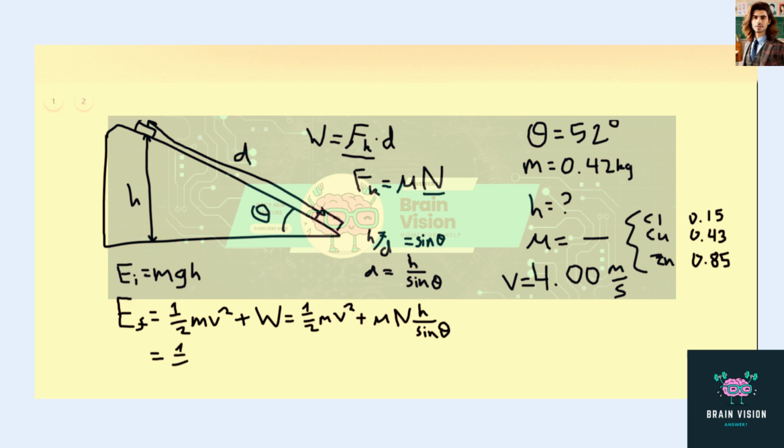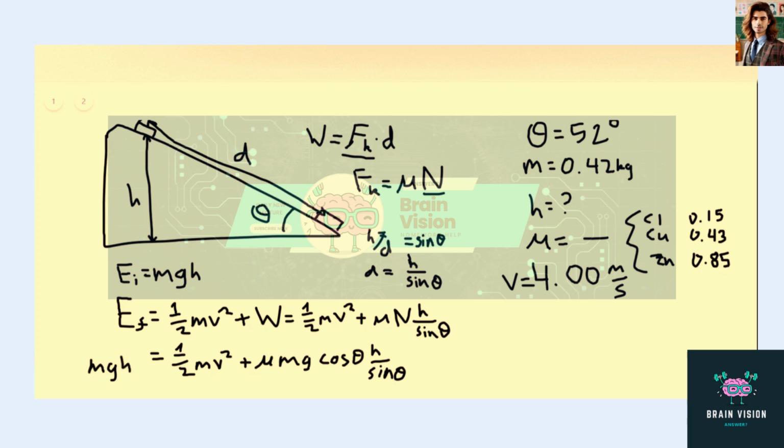And so we have 1/2 mv squared plus mu, where our N was mg cosine theta over sine theta times h. All right, and one thing to recognize about this, of why we are interested in the energy in the beginning and the energy at the end, is that we can set them equal to each other because of the conservation of energy.